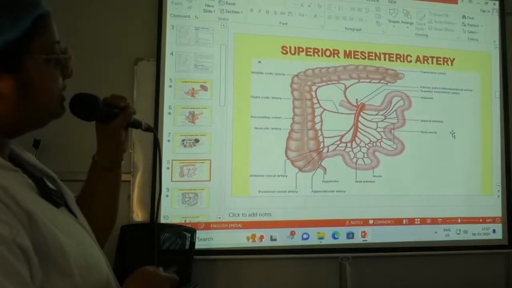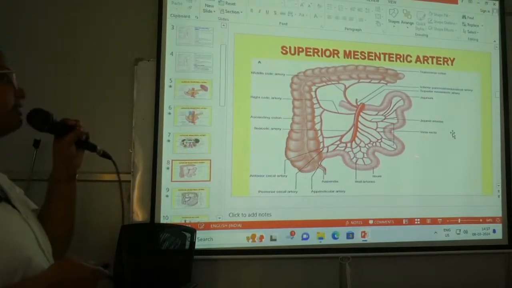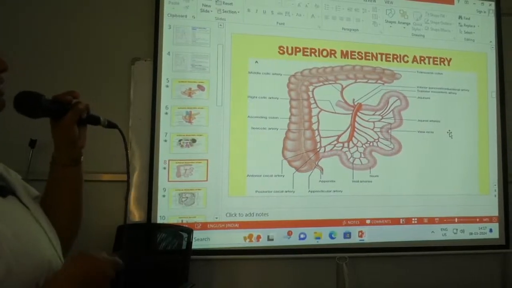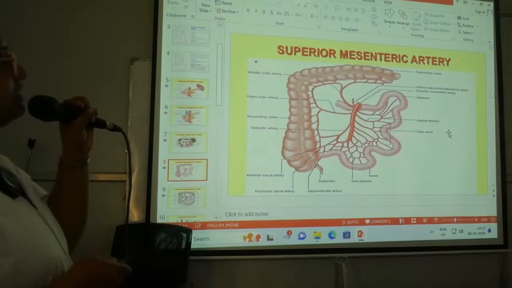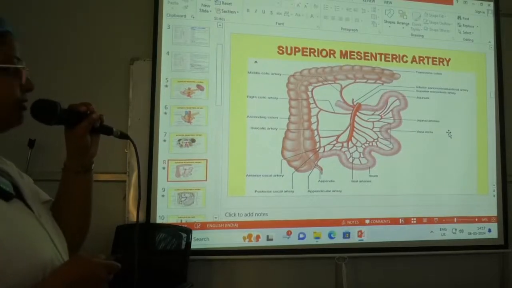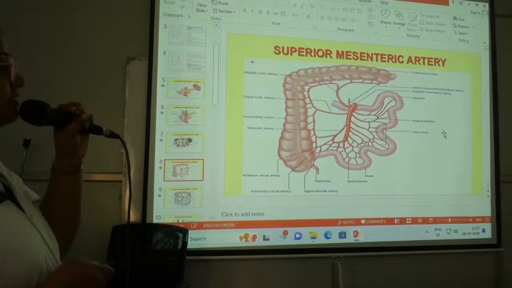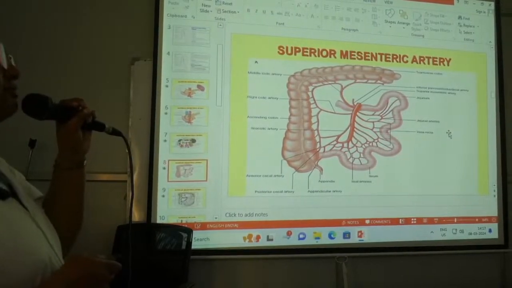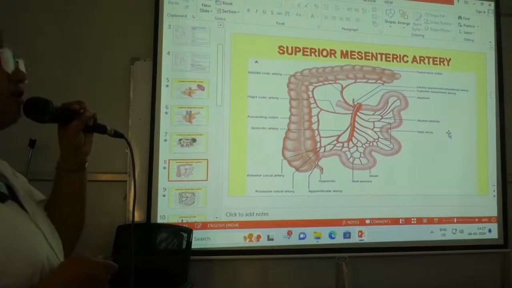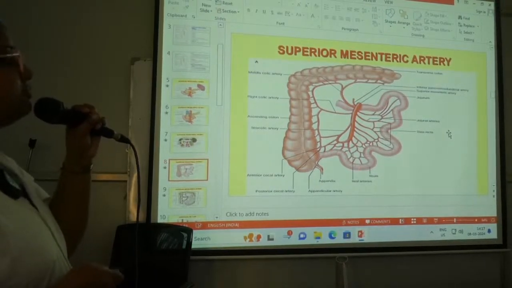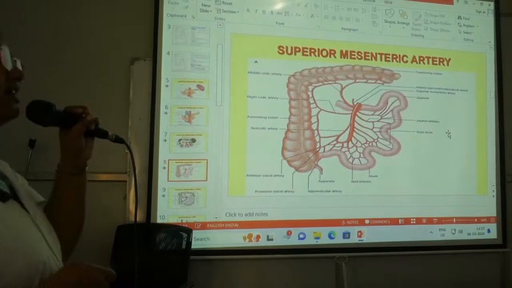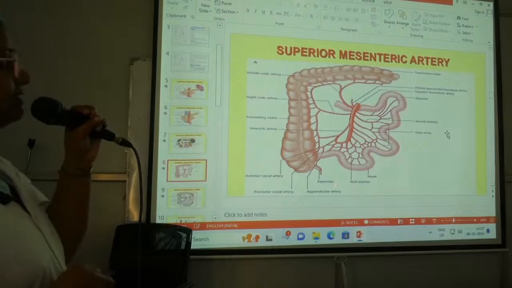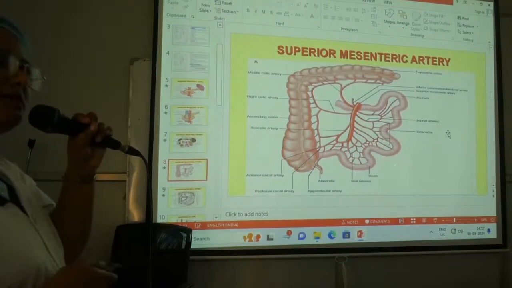And these are the jejunal and ileal branches, almost 8 to 10 in number, giving branches, forming loops and windows. The windows are fewer near the jejunum and more towards the ileum. See, these are the windows, forming anastomosis. Here the windows are fewer, so the vasa recta are long. But for the ileum, windows are more in number and the vasa recta are shorter in length. That's how you can differentiate jejunum and ileum.